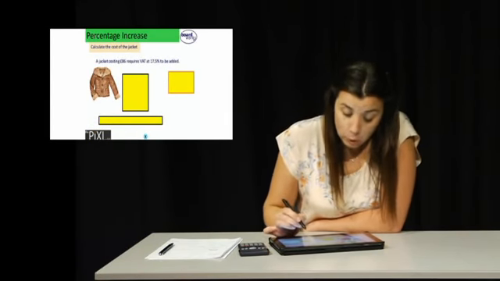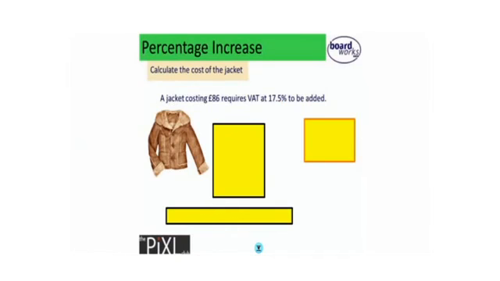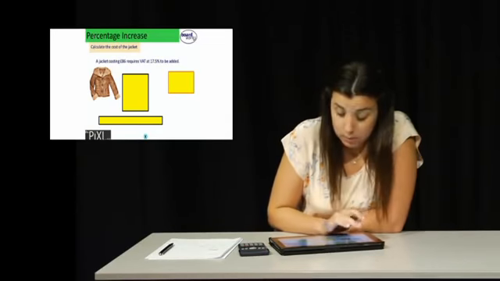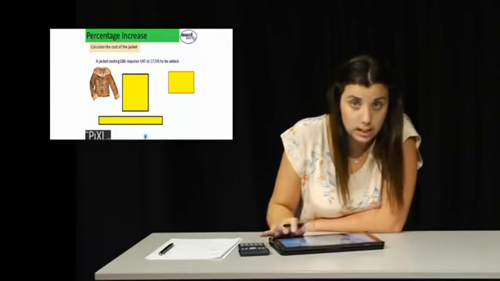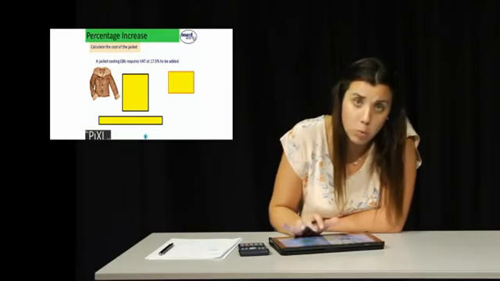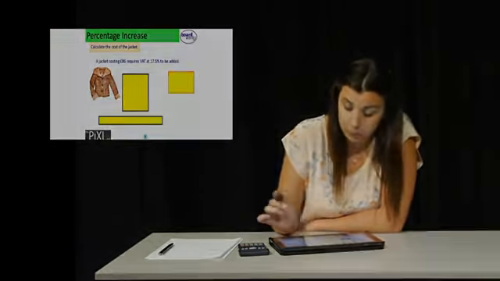Let's have another look at a different question. This time we've got a jacket costing £86, but it requires VAT at 17.5% to be added. So a slightly different percentage here, 17.5. Same, on my left I've got a non-calculator method, on the right I've got a calculator method. I'm going to give you 2 minutes, you have a go for yourself, and then we'll go through together. Off you go.